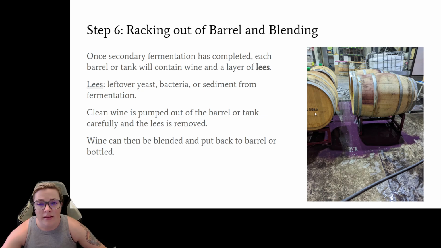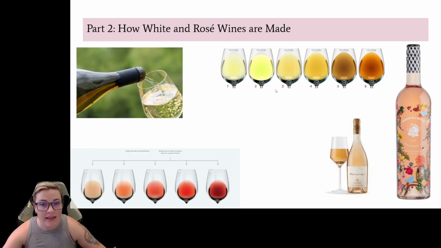So racking, like I said, we take that clean wine product, pump it out of the vessel, and then clean all that sediment that's left behind. You can put it back in that barrel or whatever, and then it goes into an aging process. You could blend it with other wines at this point, and then eventually at some point down the road, whether your aging protocol is 12 months, 24 months, etc., then it will be bottled at that point. So that is the overall process for red wine making.